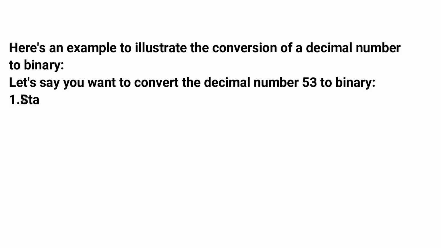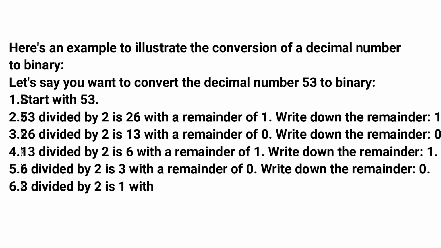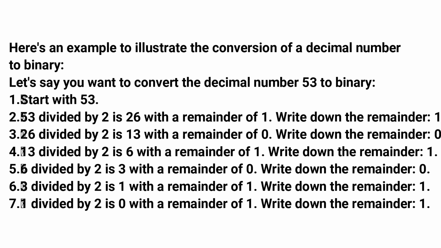Here's an example to illustrate the conversion of a decimal number to binary. Let's say you want to convert the decimal number 53 to binary. 1. Start with 53. 2. 53 divided by 2 is 26 with a remainder of 1. Write down the remainder, 1. 3. 26 divided by 2 is 13 with a remainder of 0. Write down the remainder, 0.